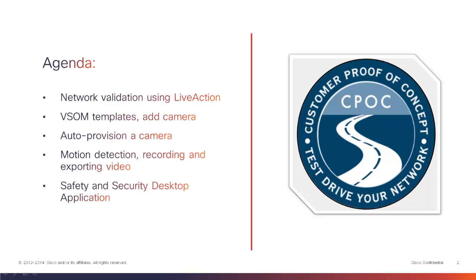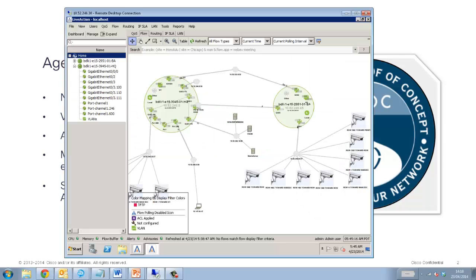Okay, so I have my remote desktop connection into the LiveAction client which we're virtualizing in our network deployment. Now this is the client itself. What it's showing right now is our deployment of the physical security within our network in CPOC. We have these two routers here, as you can see. We have our cameras connected into it, and also our VSOM application and media server application, those two servers there.